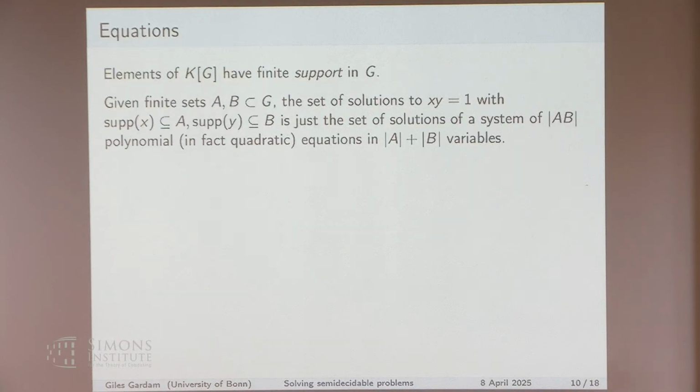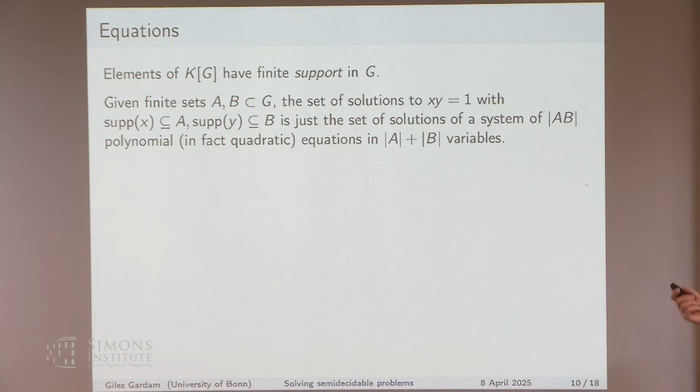Okay. So how do we solve this problem? We need to talk about equations, and what are the equations we need to talk about? So all elements of the group ring have finite support, right? There are these finite formal sums. Everything's supported at finitely many group elements.